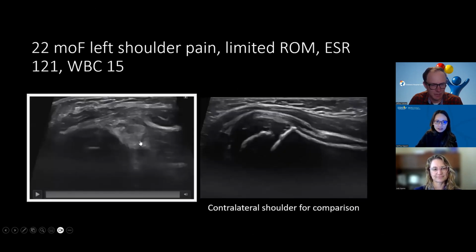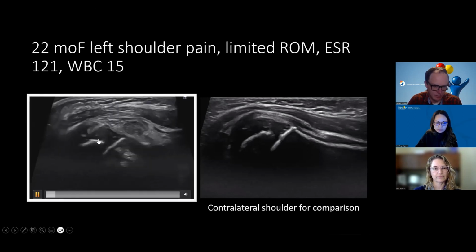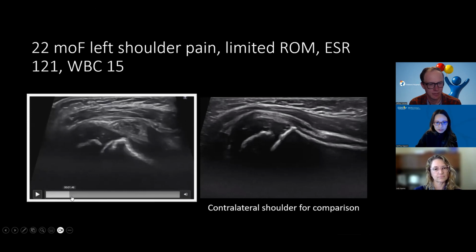So this is a younger child, a 22-month-old female with left shoulder pain. And this child, different from the first one, did have limited range of motion, and inflammatory markers were elevated. So the sonographer imaged the left shoulder, the side of the pain. At first there weren't any cine clips, but there was a still image, and the sonographer did note that the soft tissue here looks a little abnormal, so I asked for a cine clip to re-interrogate that.